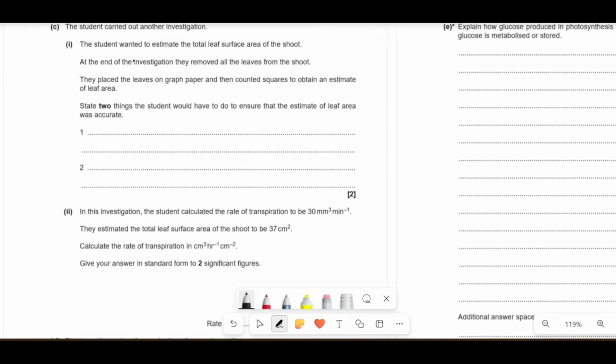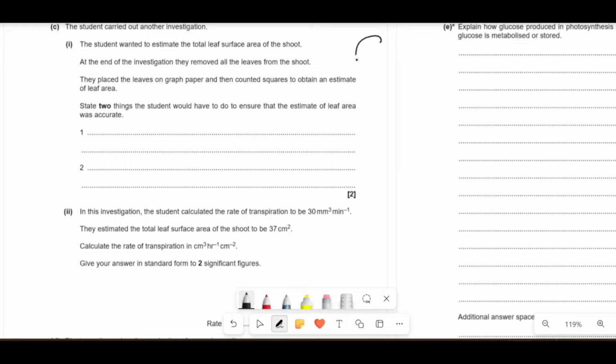The student carried out another investigation. They wanted to estimate the total leaf surface area of the shoot. What they wanted to do is remove all the leaves from the shoot and then place the leaves on graph paper, count the squares, and estimate the area. State two things that they need to do to make sure the leaf area is accurate.